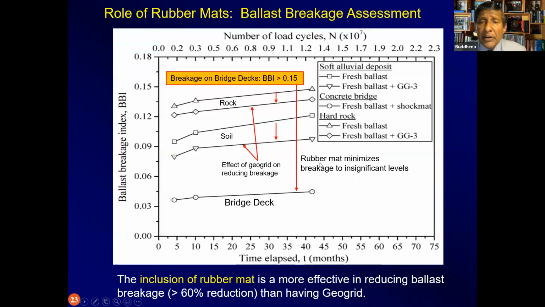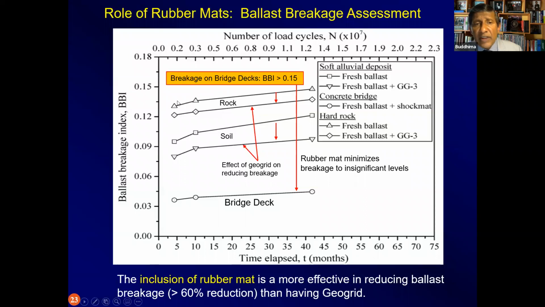So this is a summary of comparing the geogrids with the recycled rubber mats used in this particular project. As I said earlier, on concrete bridge decks, the particle breakage is significant. Here you have a ballast breakage index greater than 0.15, or 15%. That's a higher value here.